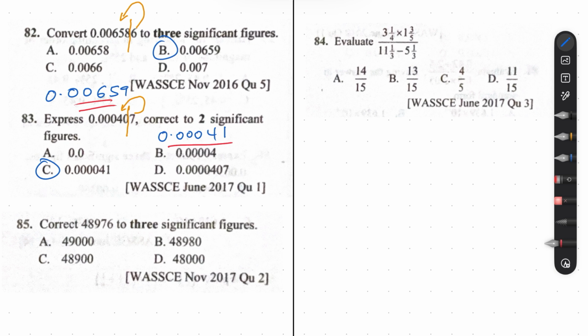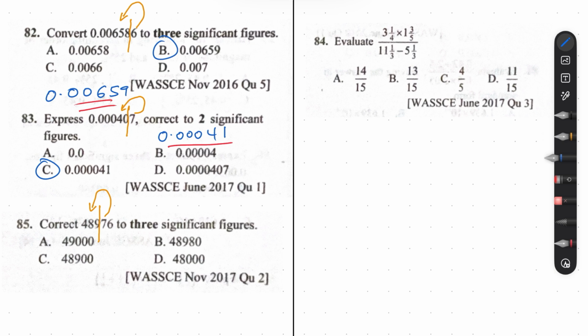Okay, cool. Let's move on to question number 85. It says correct 48,976 to three significant figures. What is our first significant figure? It is 4. So we need to count 3 from there. Okay, so 1, 2, 3. So stop right here. Now this 7 is greater than 5, so we need to round it. Okay, we need to round it.